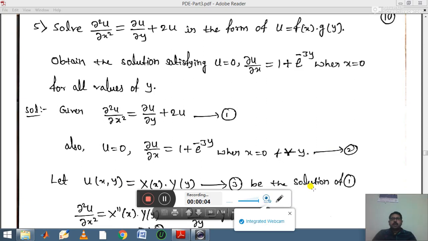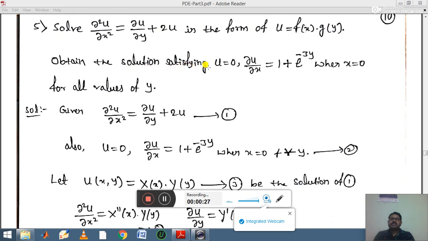Yes, welcome back. Now let us solve the fifth example based on the variable separable method. Here in the fifth example we are going to solve a second order partial differential equation. Solve ∂²u/∂x² = ∂u/∂y + 2u in the form u = f(x) g(y).